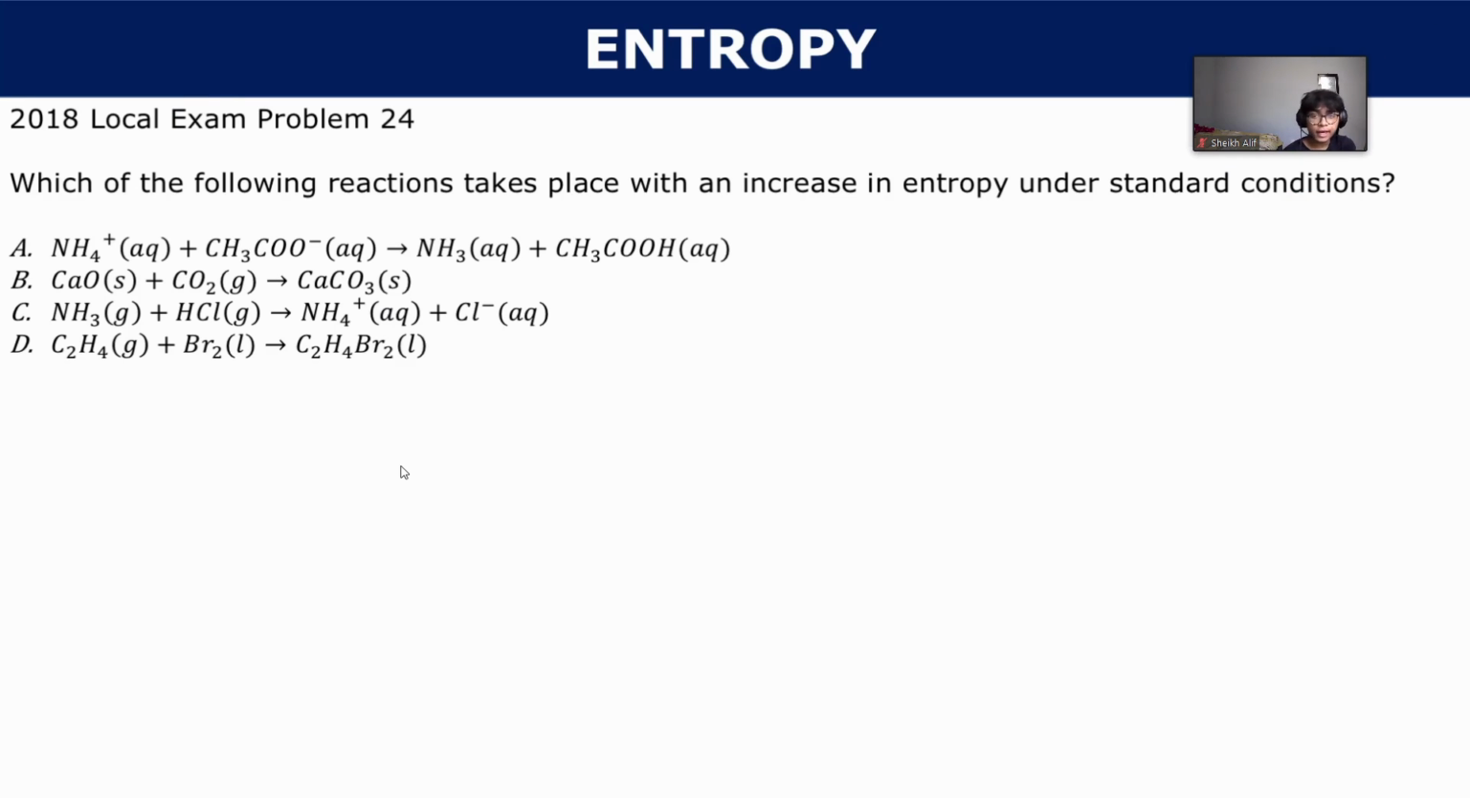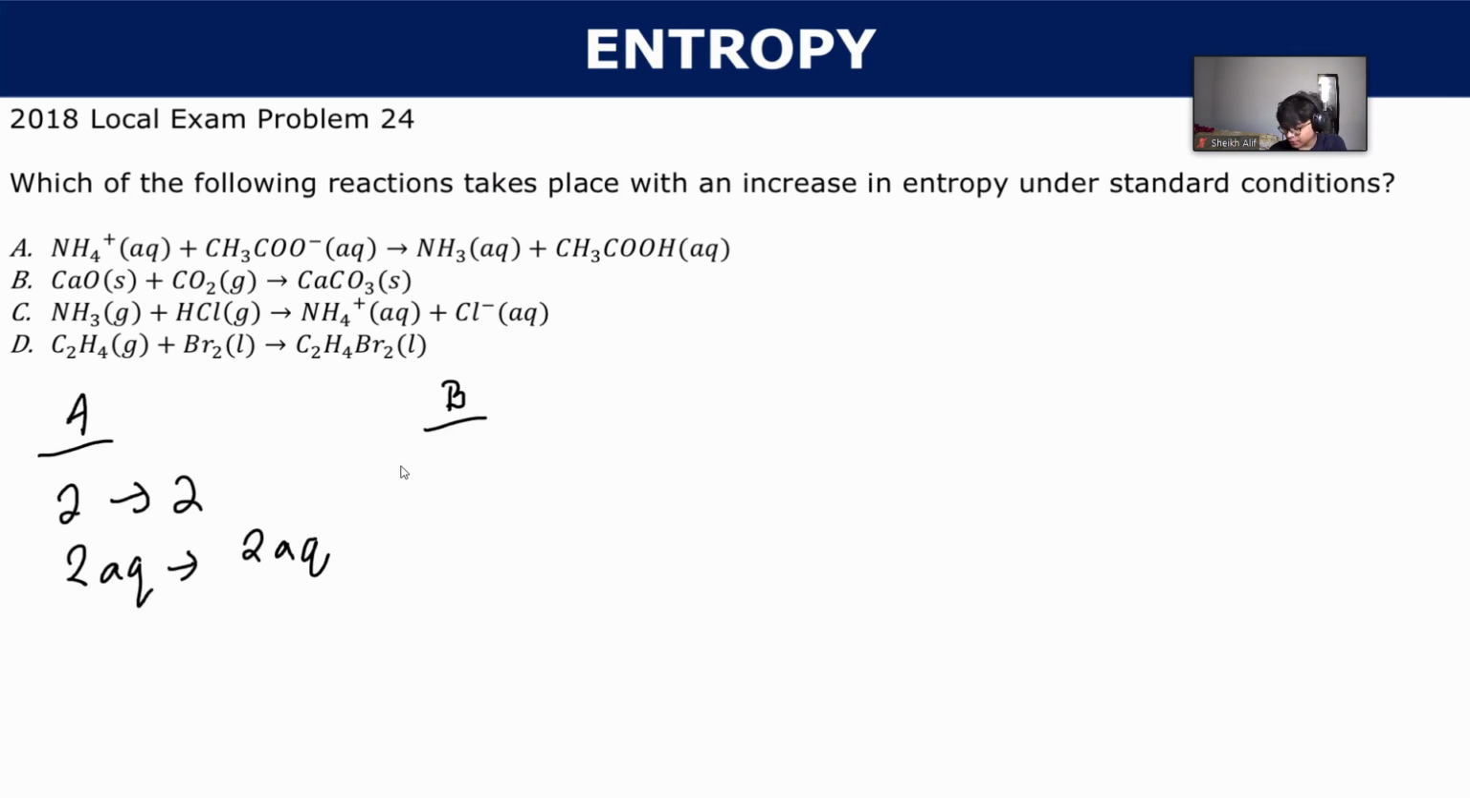Which of the following reactions take place with an increase in entropy under standard conditions? Well, let's go through all four answer choices, starting with A. For A, you go from two particles on the left-hand side to two particles on the right-hand side. So that doesn't really tell us about a change in entropy. And you go from two aqueous to two aqueous. So that also doesn't tell us anything about the entropy. So A is one of those ambiguous cases. Let's just leave it there in case all the others don't check out.